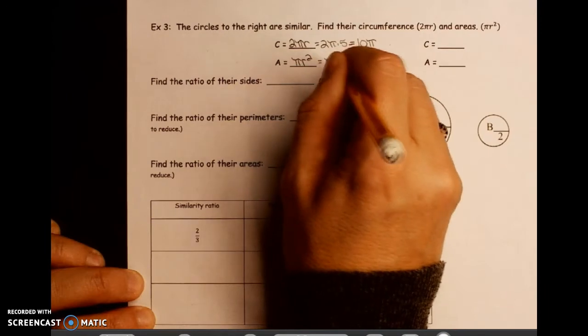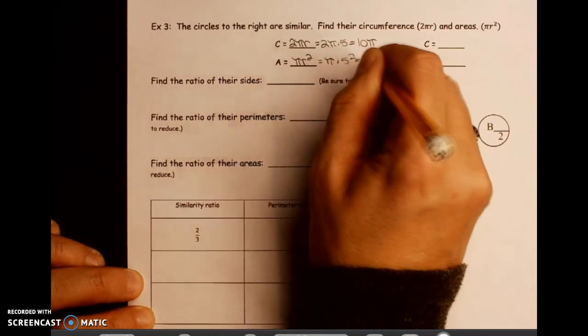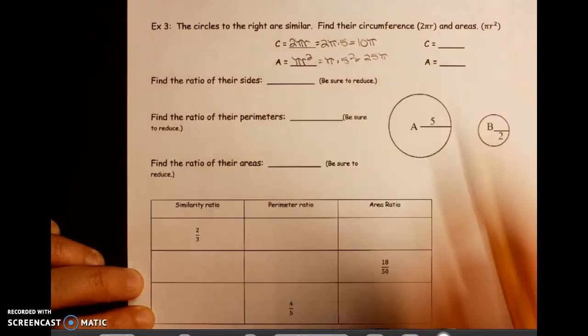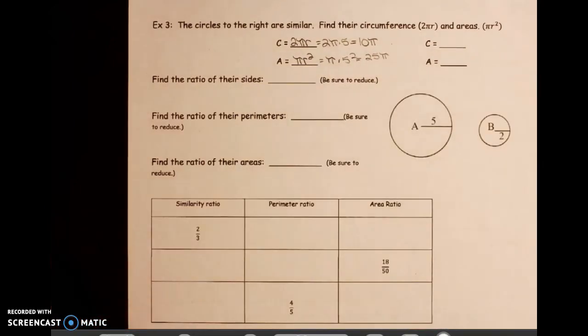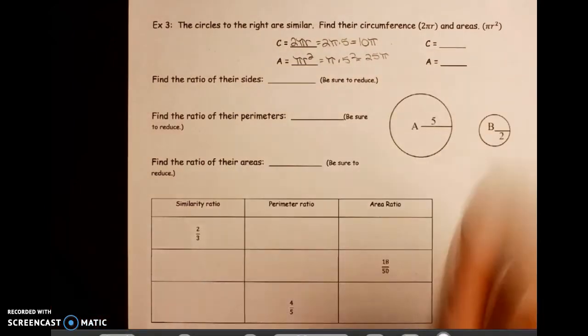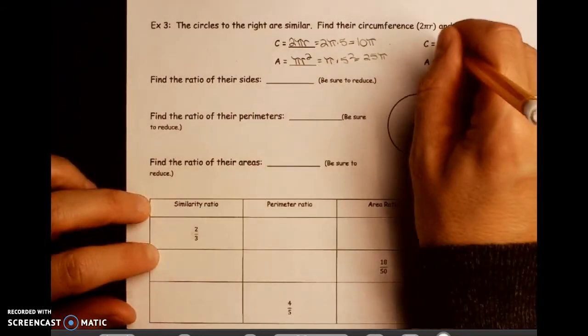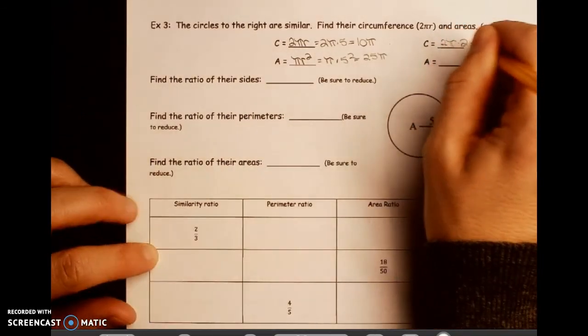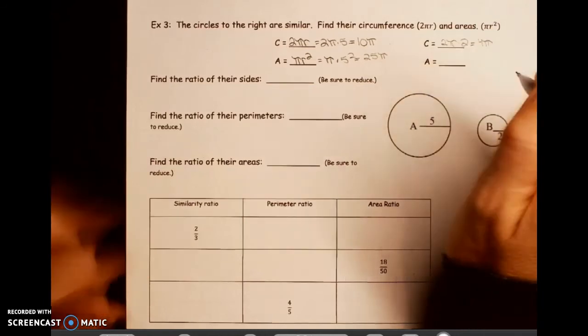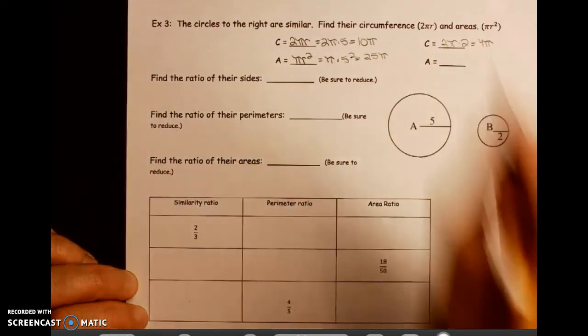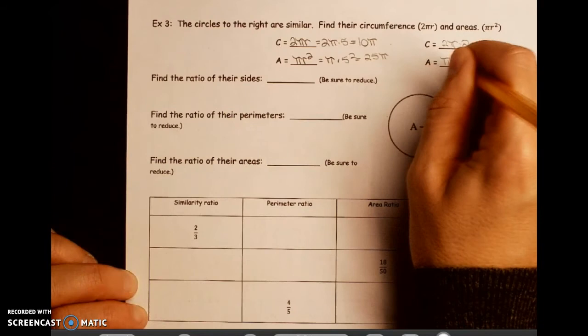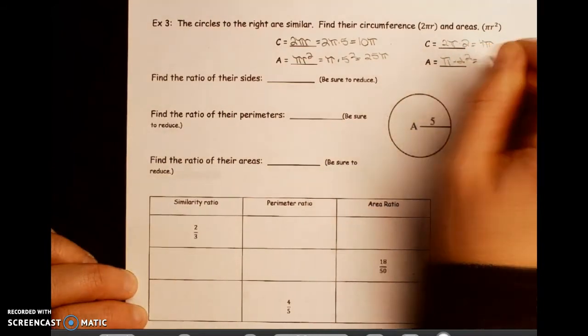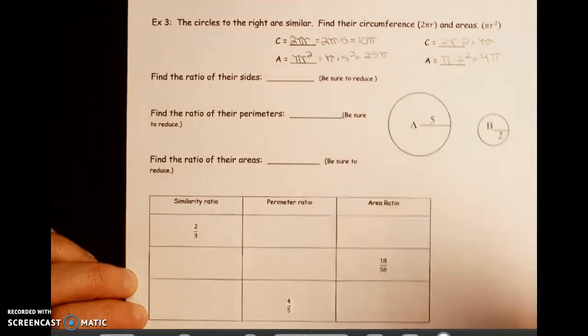Here we'd have pi times 5 squared. We end up with 25 pi. Let's look at the circumference of the smaller one. 2 pi times 2 is 4 pi. And then for the next one, pi times 2 squared is equal to 4 pi.